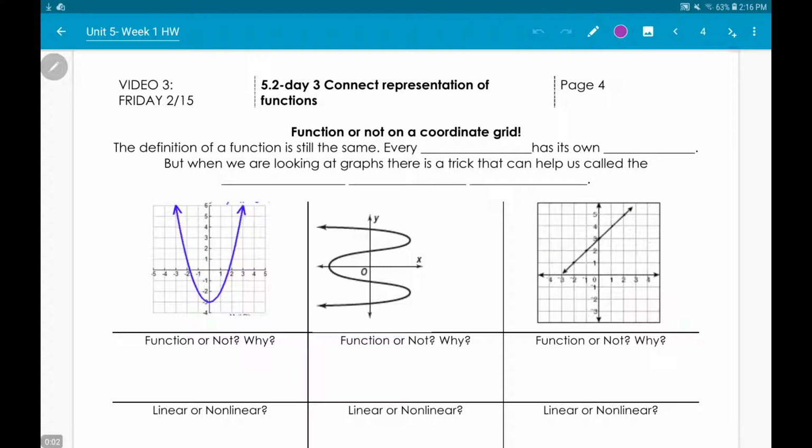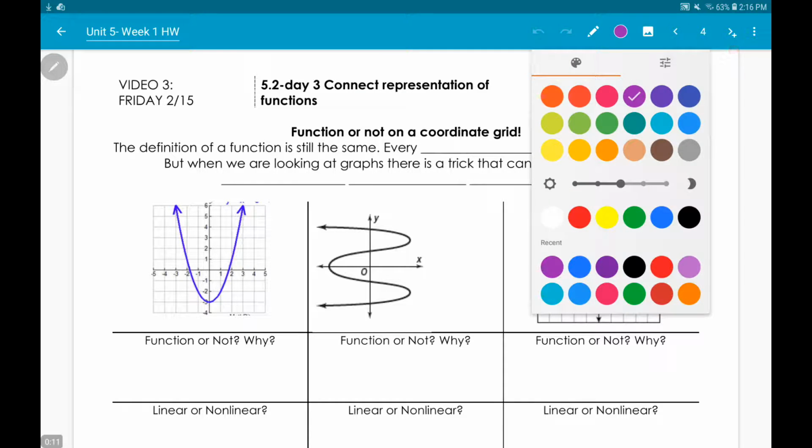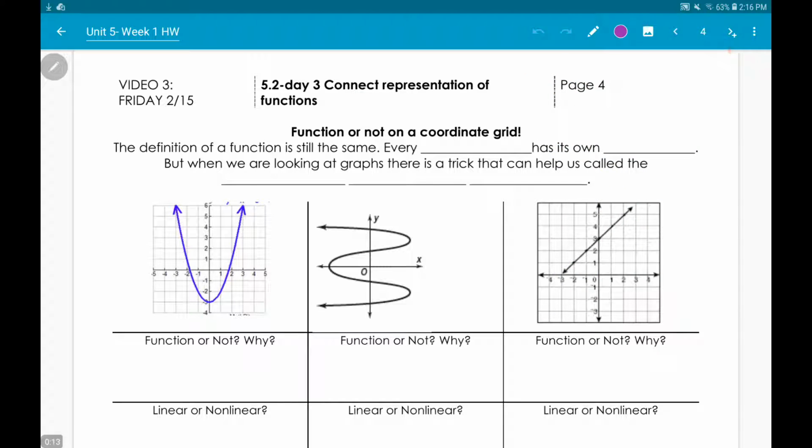All right, so we are going to continue to look at these different representations of functions, but in this video, we are specifically going to zoom in on graphs. So functions are now on a coordinate grid. The definition of the function is still the same. Every x value or input has its own unique y value or output.